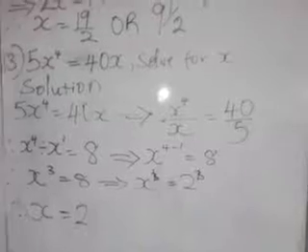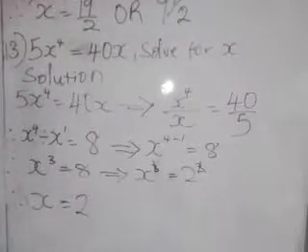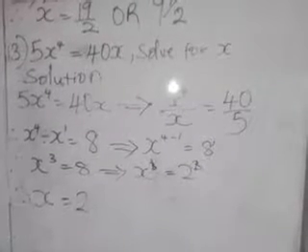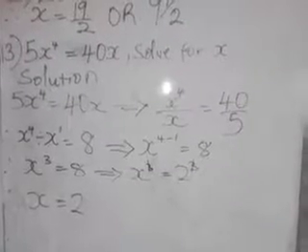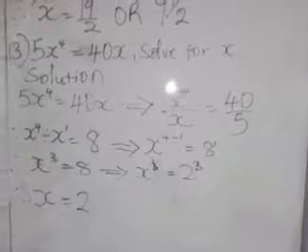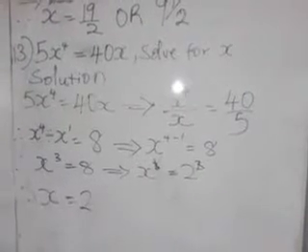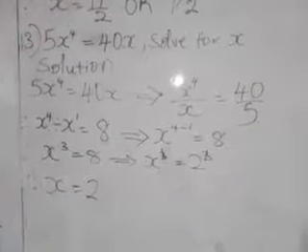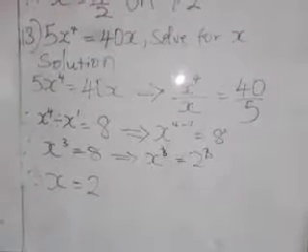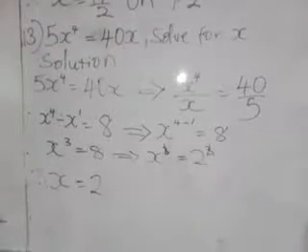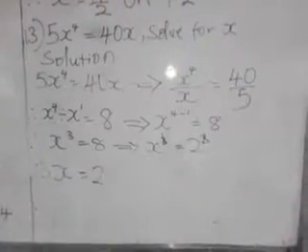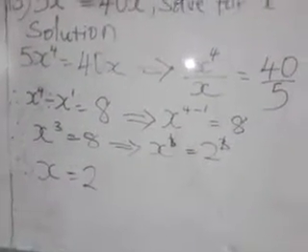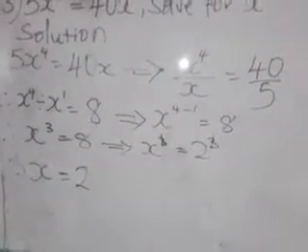And remember, when we are dividing numbers with the same base, it becomes subtraction. So I have x raised to power 4 divided by x raised to power 1. That x means the same thing as x raised to power 1. So x raised to power 4 divided by x raised to power 1 equal to 8. And x raised to power 4 minus 1, because division involves subtracting the indices. x raised to power 4 minus 1 equal to 8, which implies x raised to power 3 equal to 8.